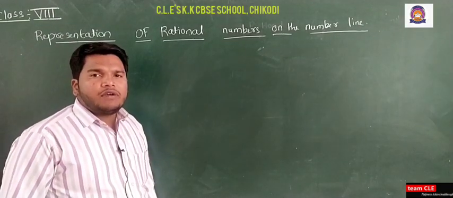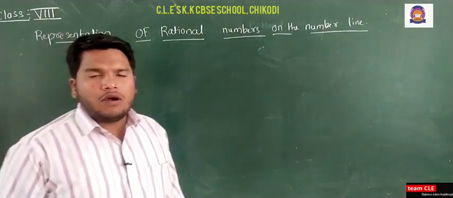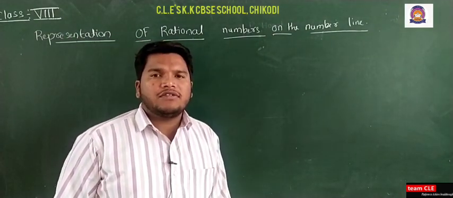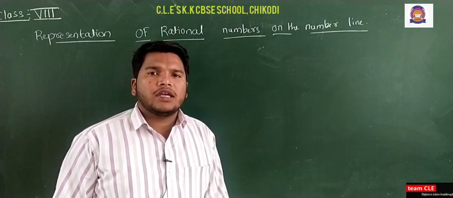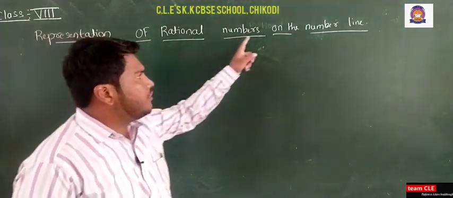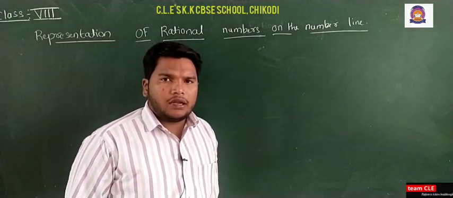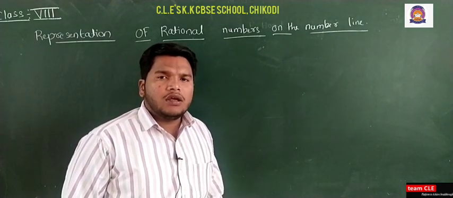So in the last class we started with the rational numbers, exercise 1.1. We have gone through and completed exercise 1.1. In this class you are going to study a new concept, that is representation of rational numbers on the number line.